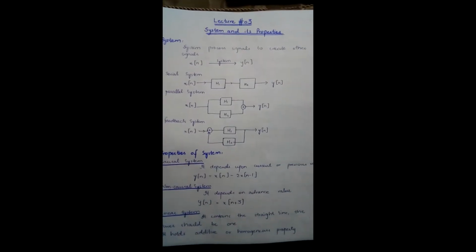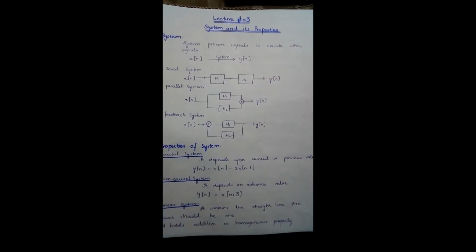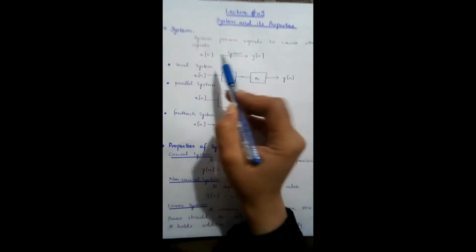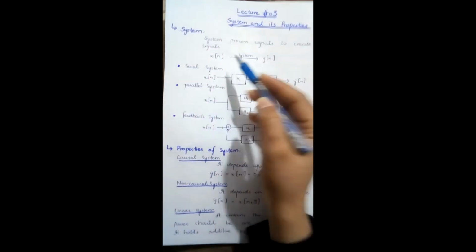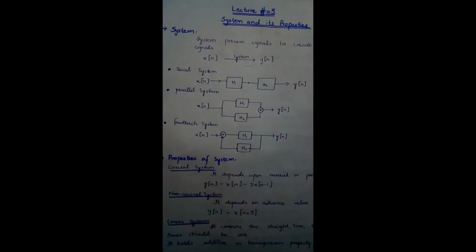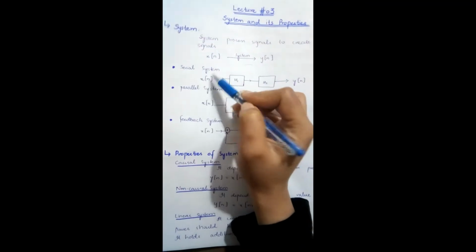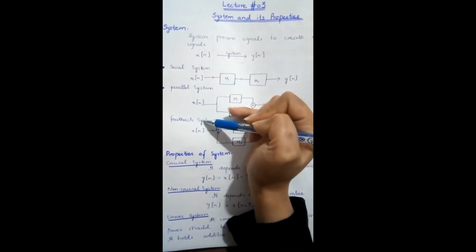A system basically contains the process in which a signal is applied to the system and it creates another signal at the output side. Like x of n is the input signal, and if we apply it to the system, it will create an output signal y of n. The system has three types: serial system, parallel system, and the feedback system.